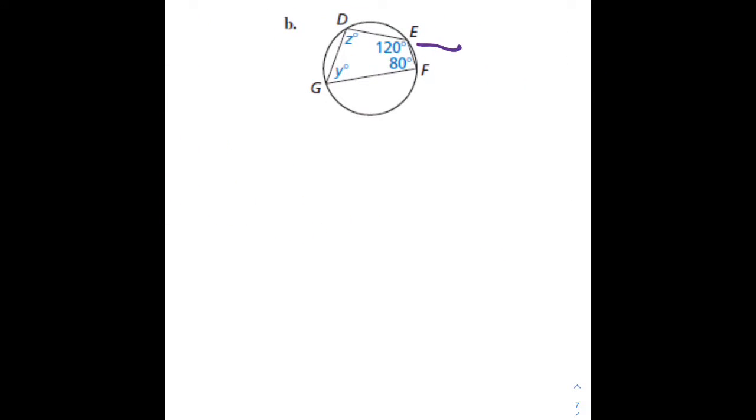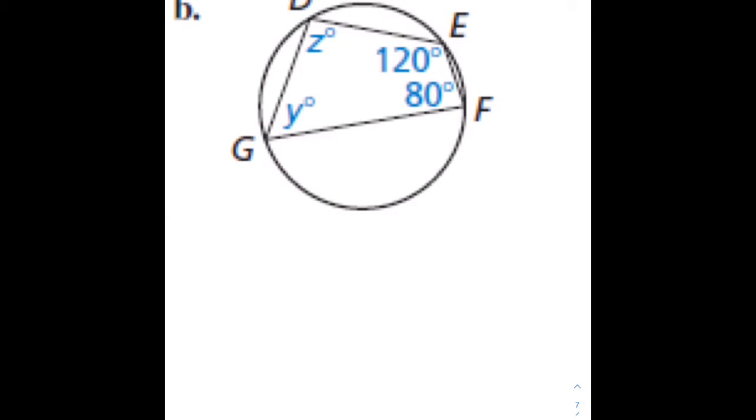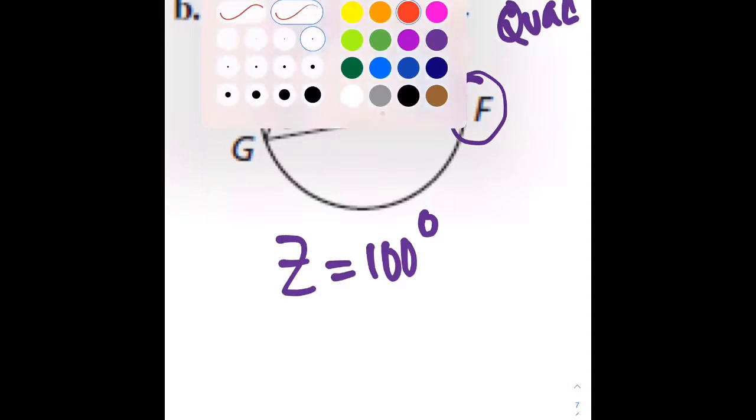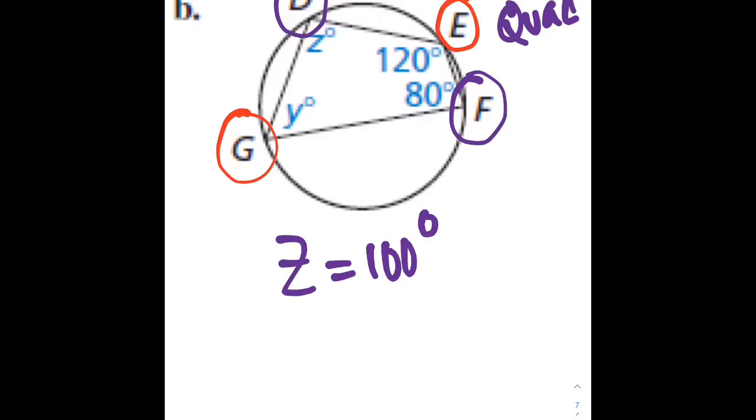All right, in this problem, we're going to use that second theorem, which tells us that if you have a polygon, or specifically a quadrilateral, that is inscribed in the circle, then your opposite angles have to be supplementary. So that means D and F have to be supplementary, so z is going to be 100 degrees. And that means that E and G have to be supplementary, so that makes y 60 degrees.